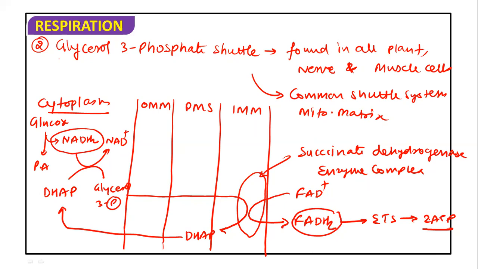Now 2 NADH2 are formed during glycolysis, so 4 ATP will be counted in glycolysis. So in oxidative phosphorylation, total 36 ATP will be formed when this shuttle is active. Okay, so this is the shuttle system which solves the mystery of 36 or 38 ATP synthesis.